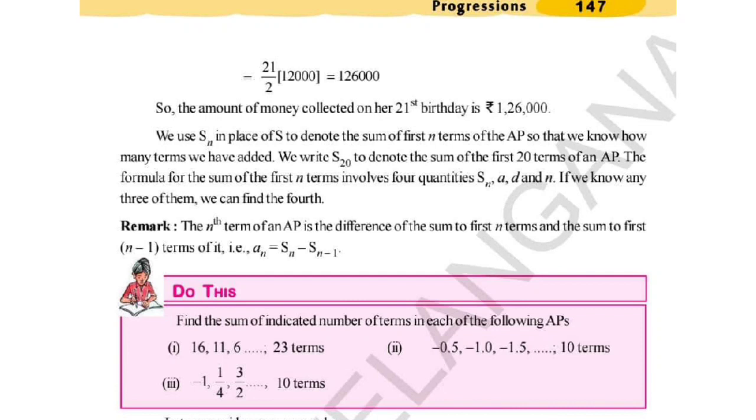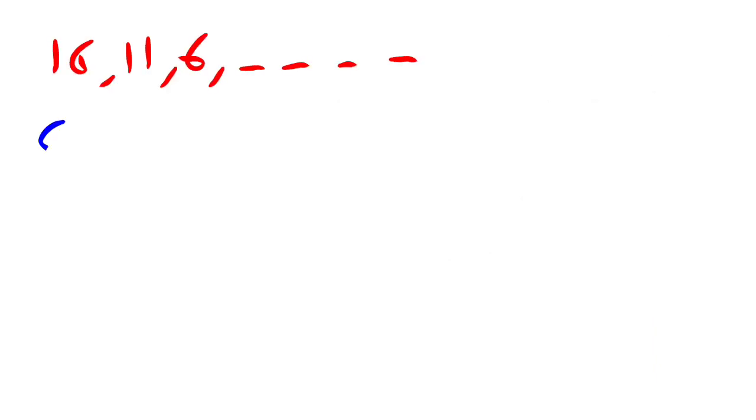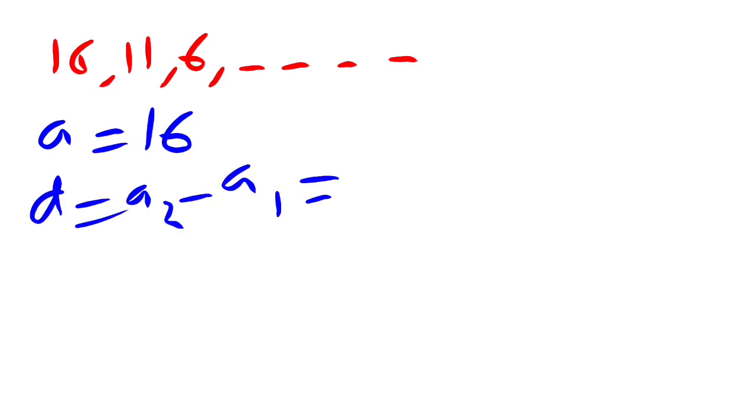So the first question is 16, 11, 6 dash, 23. It is already an AP because he already mentioned very clearly in each of the following APs, so no need to verify. First I am writing the a value, that is 16, and the d value, a2 minus a1. So a2 value 11 minus 16, 11 minus 16 is equal to minus 5.